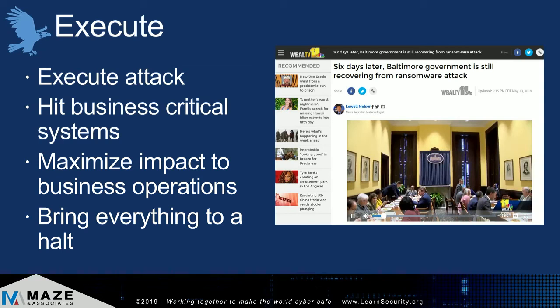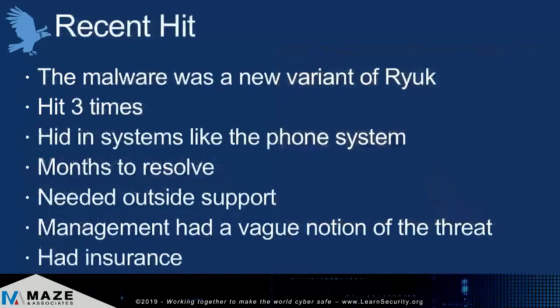Their systems blocked out just about everything. And my understanding is they're still working on trying to get everything back to where it was, and that was only a few months ago. Recently, we interviewed a local government that was hit with a new variant of Ryuk, which had not been seen in the wild yet. And they were hit 3 times.